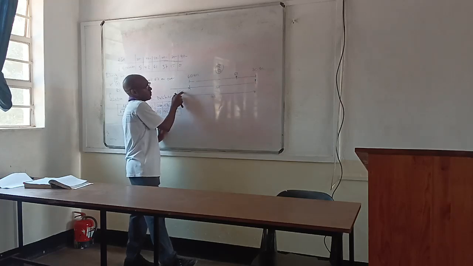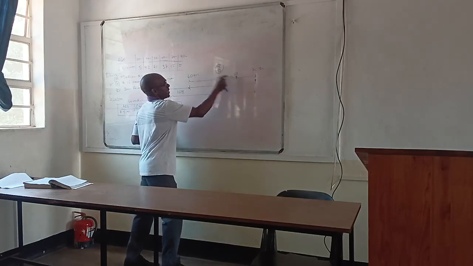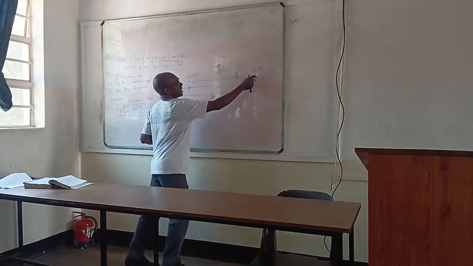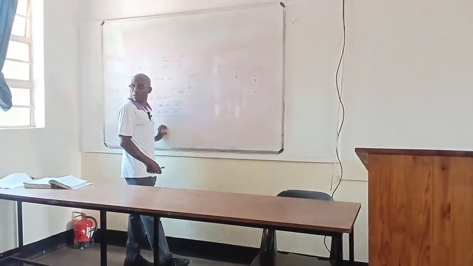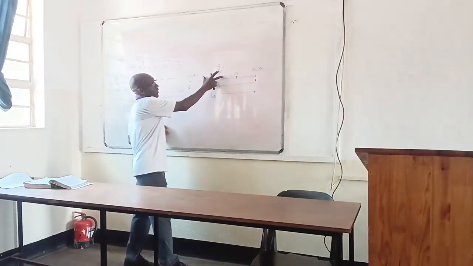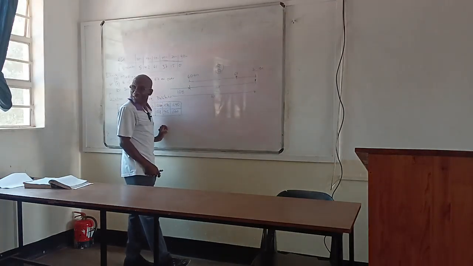145 minus 37. But you know that if from here to here it is 7, and here to here it is 10, so the fraction is 7 over 10. This is 7 over 10 and this is 3 over 10. Together it is 10 over 10. You know that?